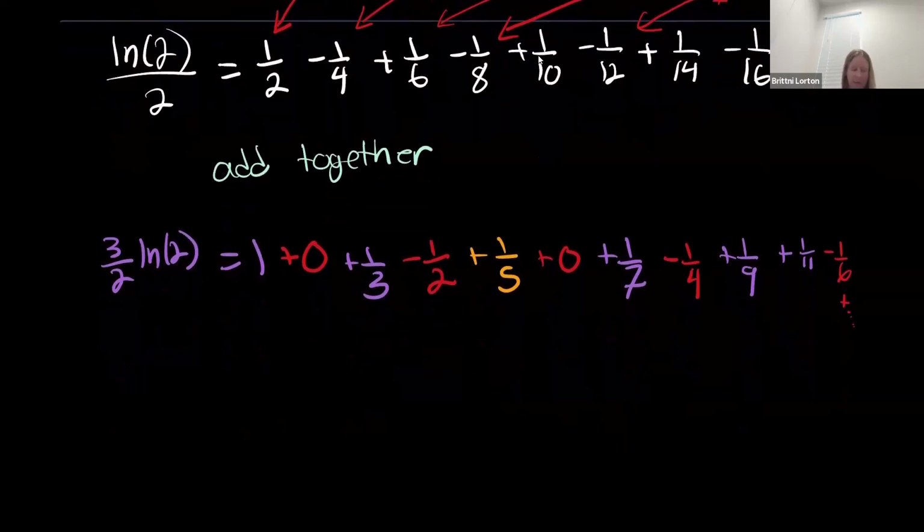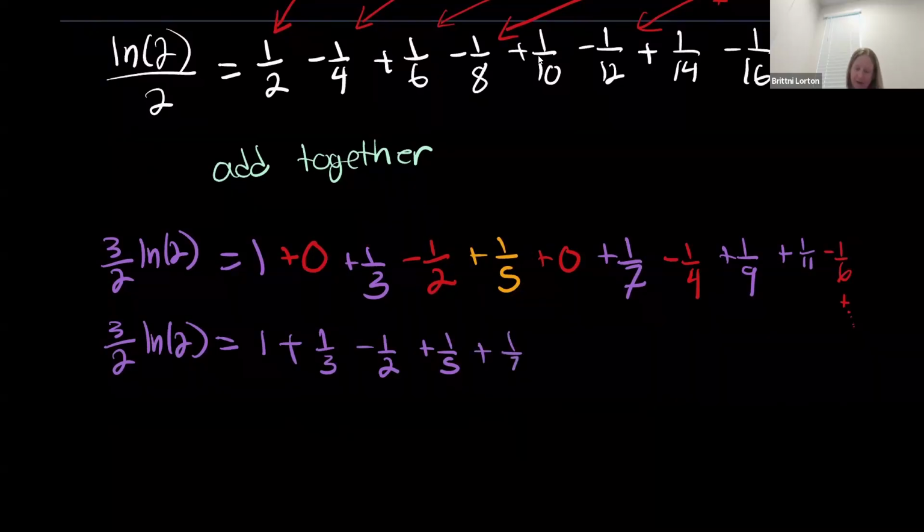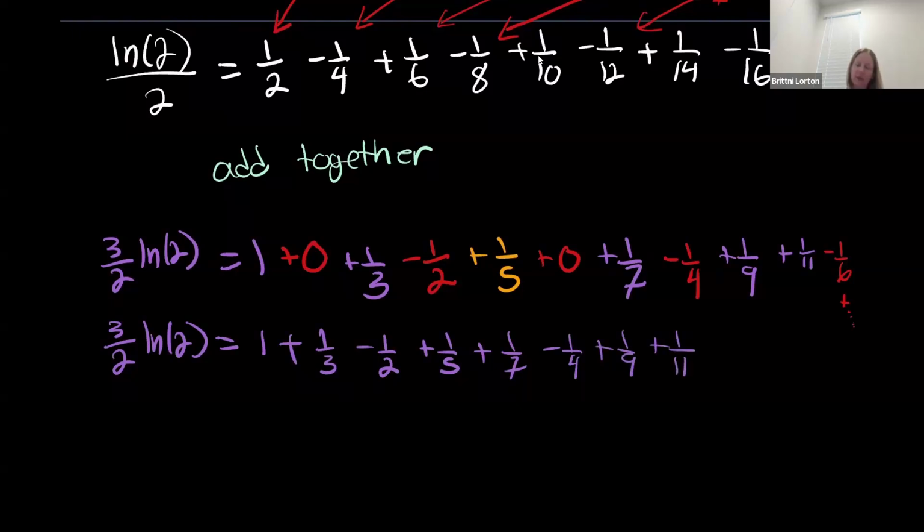Let's rewrite this because we got a lot going on. Let's rewrite it and simplify some things. This is going to become 3/2 ln of 2 is equal to 1, plus a third, and then minus a half, plus a fifth, and then plus a seventh, and then minus a fourth, plus a ninth, plus an 11th, and then minus a sixth. And then plus a 13th, and then plus a 15th, and then minus an eighth.